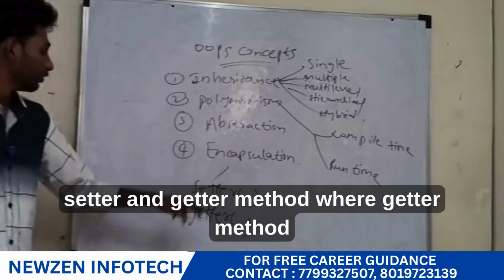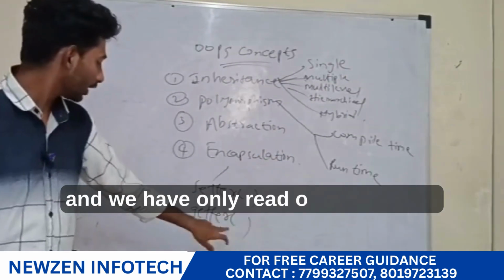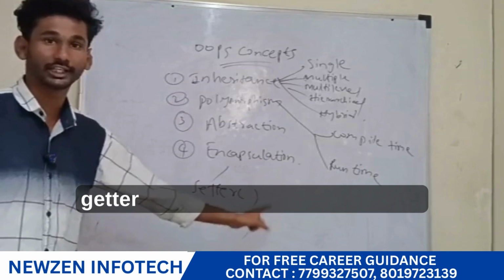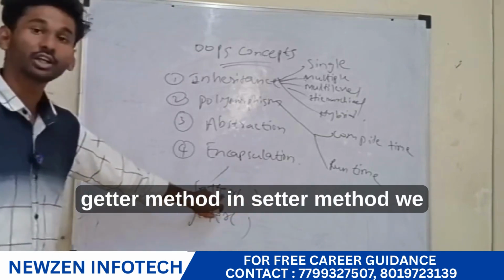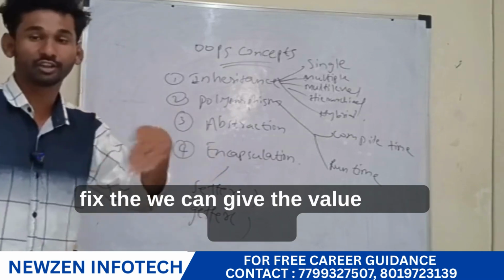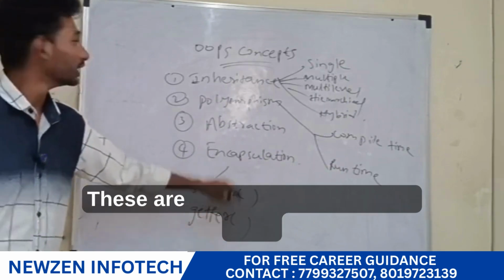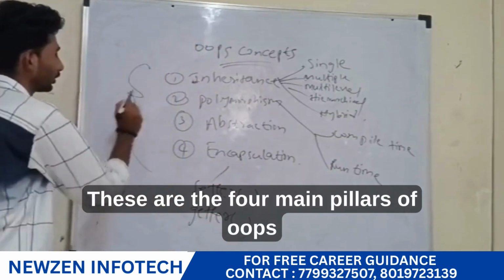The getter method is used to retrieve the information of the data, and we have only read-only access in the getter method. In the setter method, we can set the value of that particular variable. We can give the value to the variable, and it has write-only access. These are the four main pillars of OOPS.